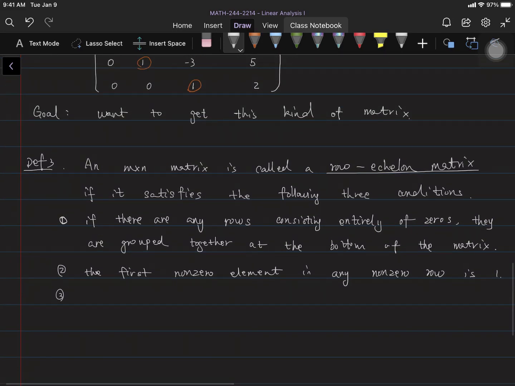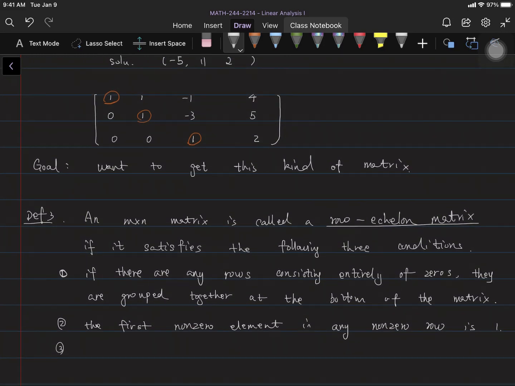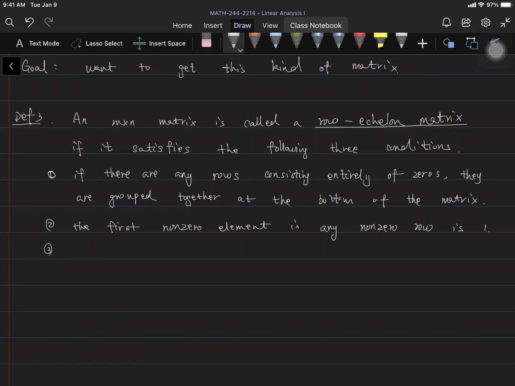The next condition is about the leading one of any row. So look at this matrix. I circled those ones, right? They are called the leading ones. And if you look at this matrix, what's the property it has? The second row, the 1 is on the right side of the 1 in the first row. So it's like all the ones, 1, 1, 1, in this order. So the last condition means the leading one of any row below the first row is to the right of the leading one of the row above.